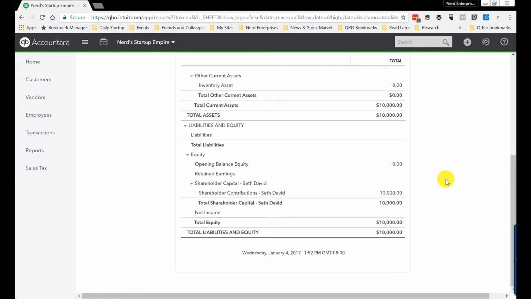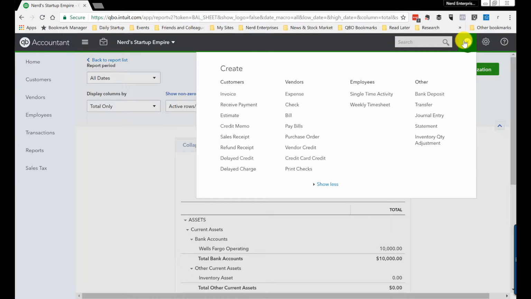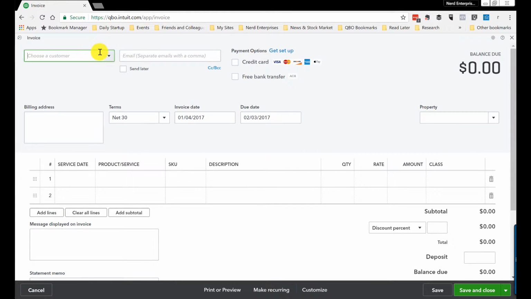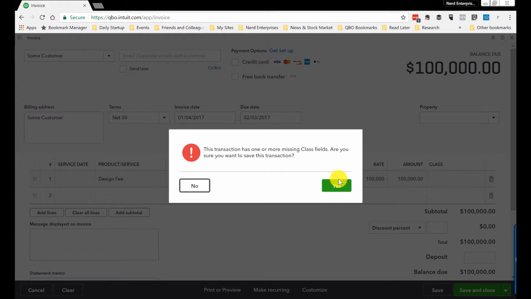Now, let's look at the best way to add equity into the business, and that goes from earning profits, right? From actually running the business, in a profit position. So let's go record an invoice. We'll do it just like we did last time, except we'll just do the whole entire $100,000 in a single transaction. We'll do a design fee, $100,000. Now watch what's going to happen on the balance sheet when I save this.